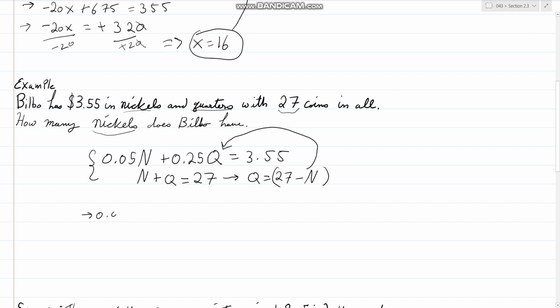So 0.05 nickels plus 0.25 times (27 minus n) equals 355. Okay, now I have a single equation with a single unknown, and it should be fairly easy for you to solve this. I'll go ahead and give you the answer: nickels equals 11. But setting these equations up and then getting to a place where you can solve it is the hardest thing about word problems. So I want to give you a heads up on that.